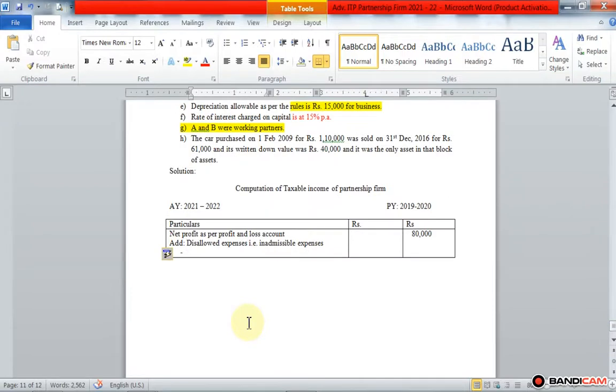Okay, so here miscellaneous expenses include private expense of B amounting to rupees 5000 in the inner column.